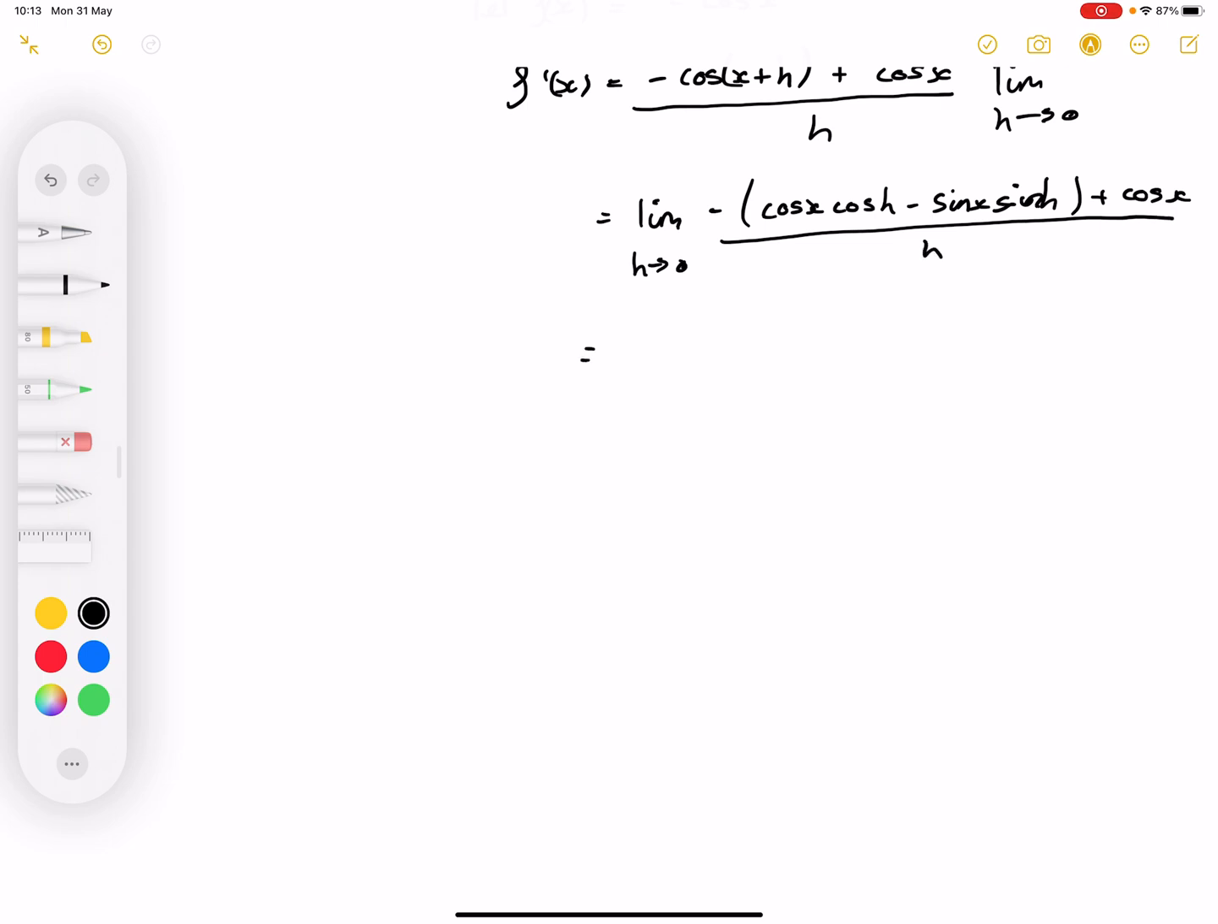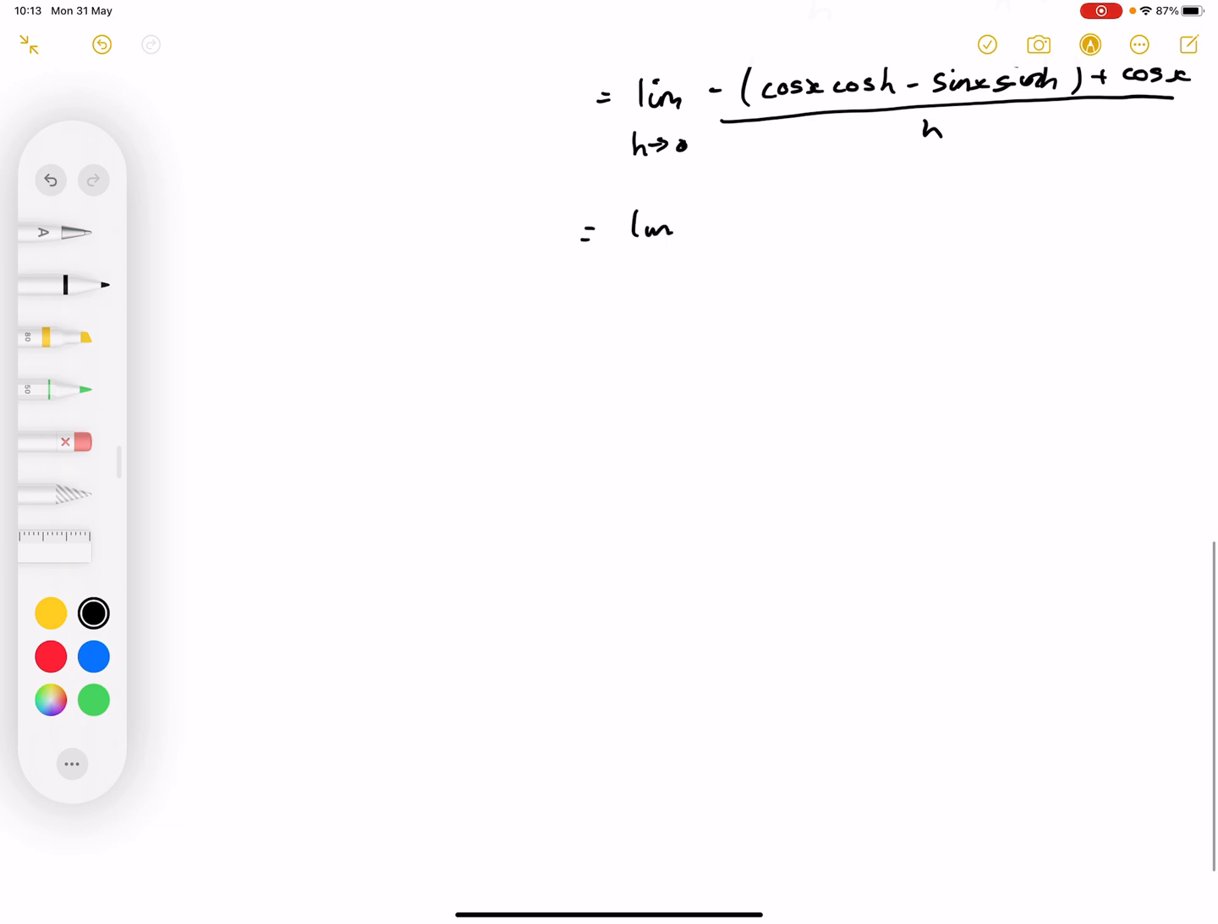And then that will be equal to the limit as h tends to 0 of, I'm going to group these things up now, minus cos x times 1 minus h squared over 2. That's what cos h tends to when h becomes small. Plus cos x, this is what I mean by grouping them, plus sine x times h. That's just what sine h tends to when h becomes small. So sine h tends to h.